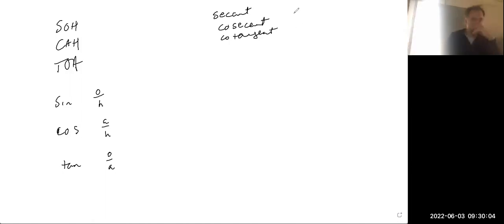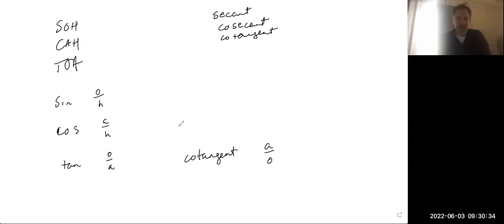Now, I don't know the history of these words, but I noticed when I was learning this and teaching it that every pair of relationships has a co in it. And that helped me keep things straight. It's probably pretty straightforward to see that cotangent is connected to tangent. It's the adjacent side over the opposite side. So it's the reciprocal of this relationship.